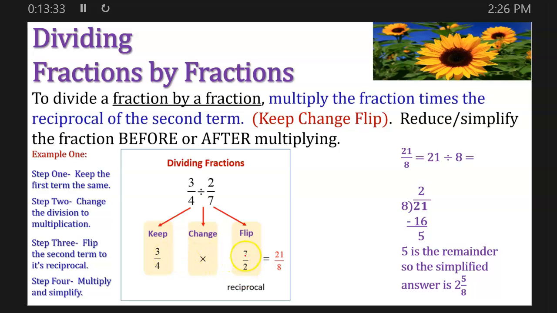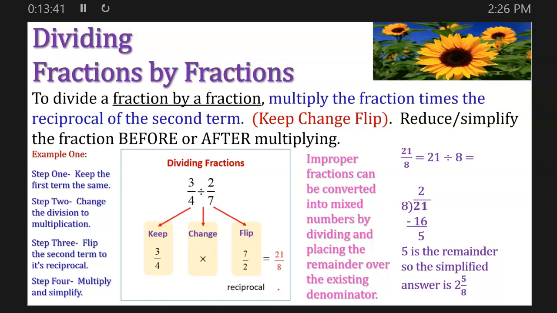Then multiply across the top, which gives us a 21. And then multiply across the bottom, which gives us an 8. To turn this back into a mixed number, we're going to divide 21 by 8. And then our remainder is 5. So the 2 is our whole number. And the 5 is our numerator over that existing denominator, which was an 8. Keep, change, flip.